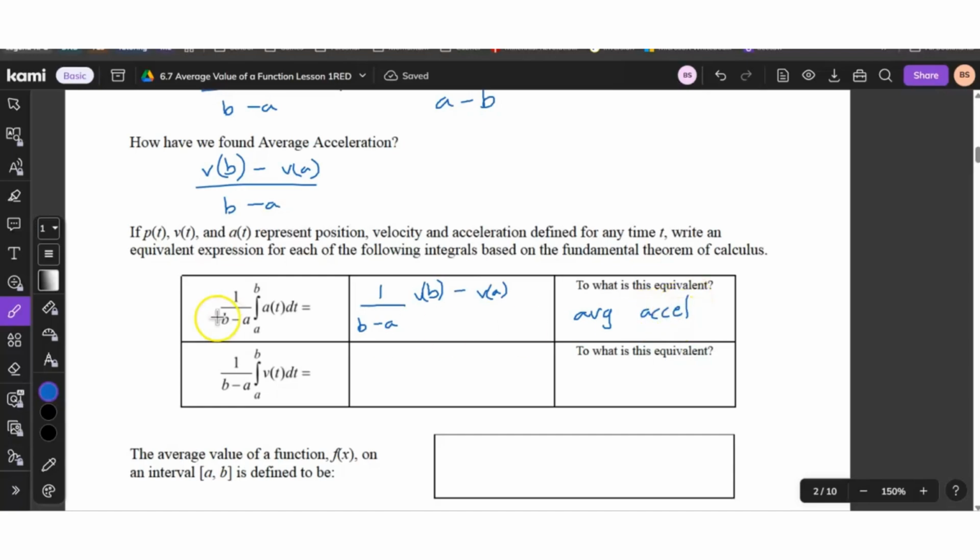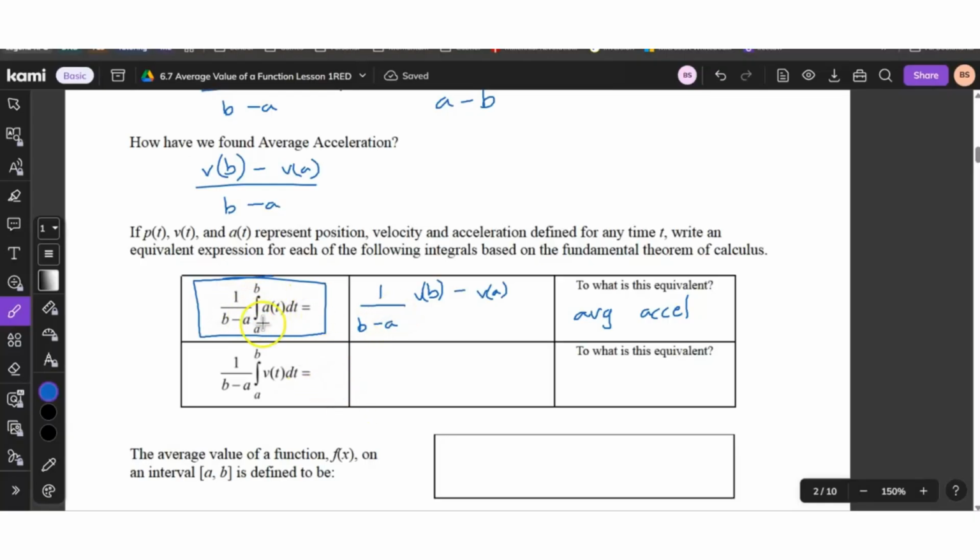Now, why is that important? Because that means that this is another way for you to find that, right? So if I integrate acceleration from A to B and I multiply it by 1 over B minus A, I have effectively found the average. So it is another way for us to find the average. Right, Ariane? Excellent.